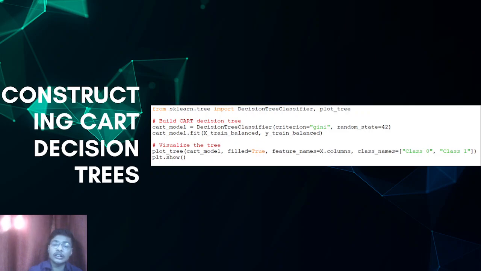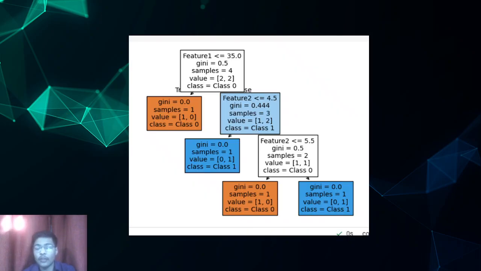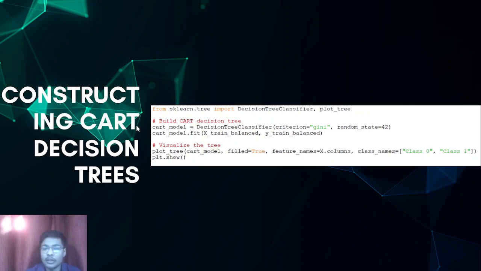The third topic is constructing the CART decision tree. CART's full form is classification and regression tree, which is based on the Gini index. Here we use the criterion Gini for dividing the model. So this is the way in which we create a CART decision tree. Here is an example with the help of which we use the Gini index. It gives many examples of how we can create a decision tree using the CART classifier.